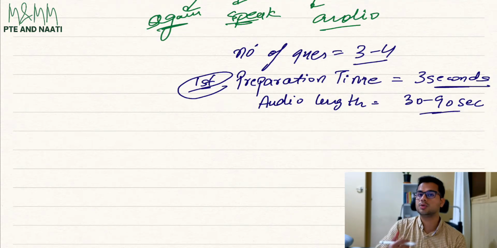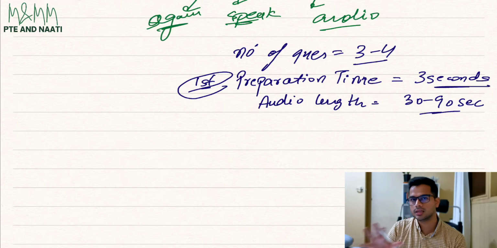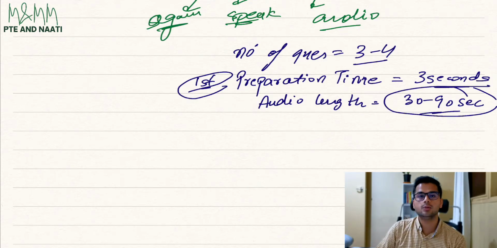So again, there is no set framework by Pearson here that they will start with a 30 second audio and then ultimately end with 90 seconds. They can even give you a first question worth 80 seconds, and then second question, they might give you 45 seconds worth of audio. So they just give you these questions on a random basis. So we have to be ready with whatever length of audio will come in the exam.